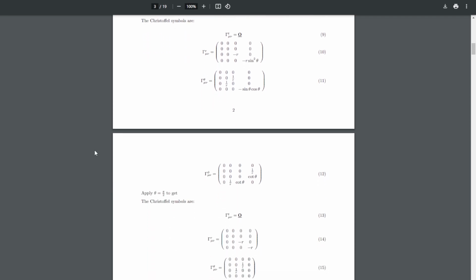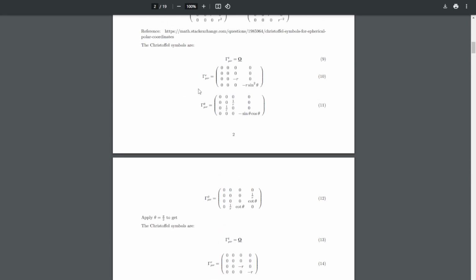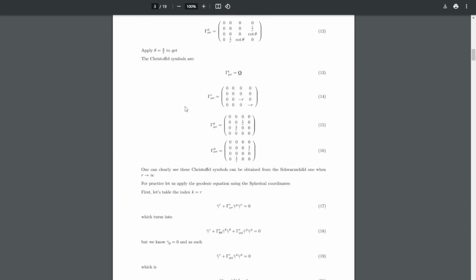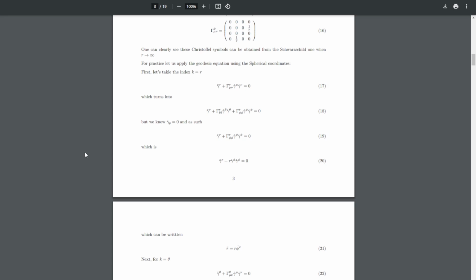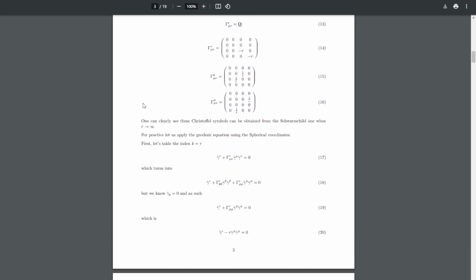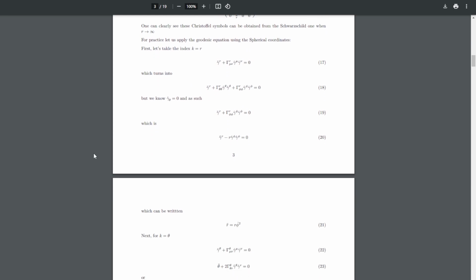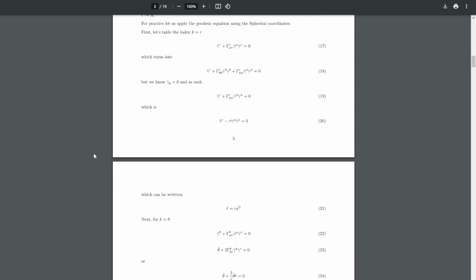Now the Christoffel symbols are non-zero in spherical coordinates. These are the only non-zero components. Of course, if we pick theta to be in the equatorial plane, we get the Christoffel symbols to be this, which is a very simple set. And like I said, one thing we can notice is that if we take the Schwarzschild metric and take R to be very large, we actually end up with the spherical coordinate system and the metric and the Christoffel symbols, of course.